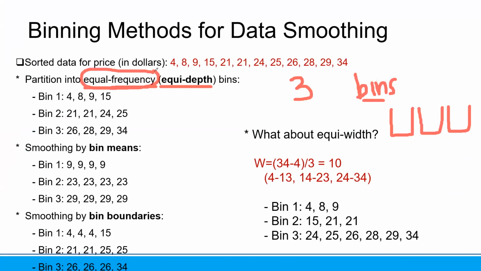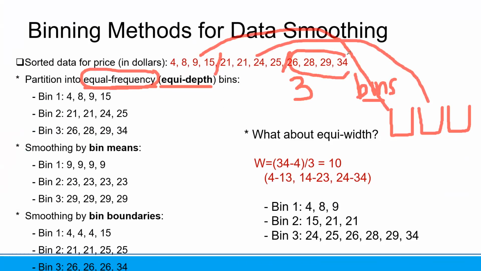We know that we have 12 data. If we have 12 data, then we can put 4 data in the first bin, the other 4 in the second bin, and the other 4 in the third bin. So this is bin number 1, bin number 2, bin number 3. The idea is like this. Bin number 1 is 4, 8, 9, 15. Bin number 2 is 21, 21, 24, 25. And bin number 3 is 26, 28, 29, and 34.